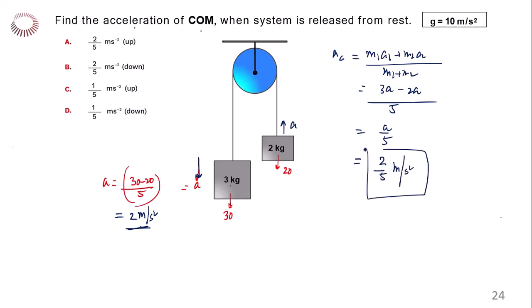So 2 by 5 meter per second squared is a positive number that I am getting. That means the entire acceleration is downward. So 2 by 5 meter per second squared downward is the acceleration of the center of mass. Individually, the 3 kg is moving downward and the 2 kg is moving upward, with the same acceleration. But the center of mass is moving with some different acceleration.